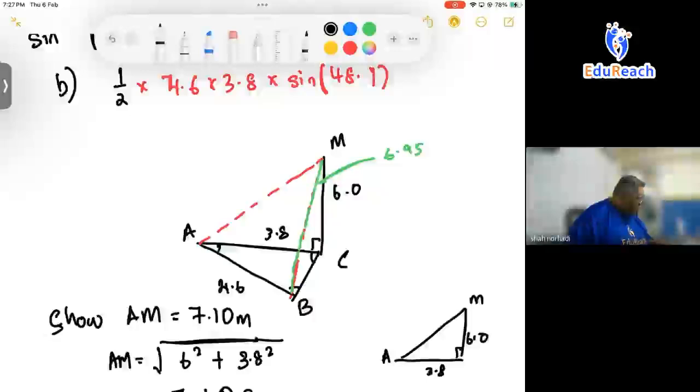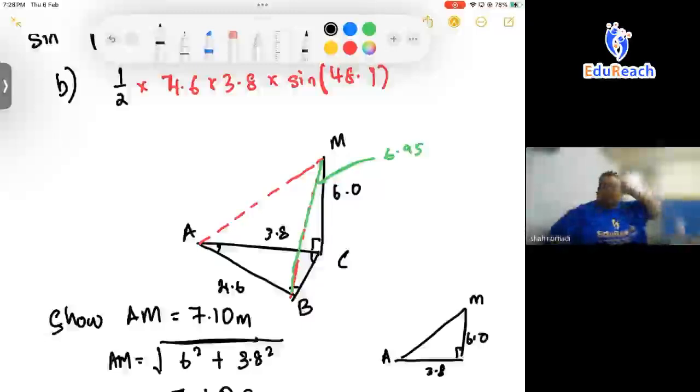The bearing of A from C. A from C, that means it must be this one. So 180 minus 143, or 360 minus the answer, because from C they must go down.